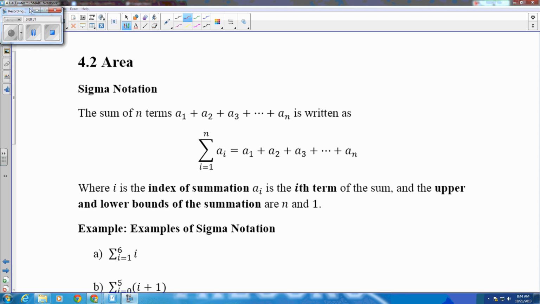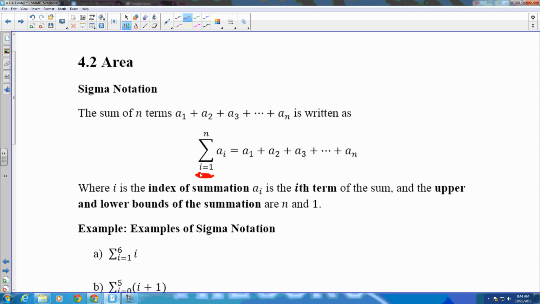We are going to do section 4.2, which consists of area. Now, area, we're going to use a lot of sigma notation, and sigma notation is the giant Sigma, and what that Sigma means is the sum of n terms, 1 through n. You can see the a_i is the ith term in our definition, i is the index of summation.